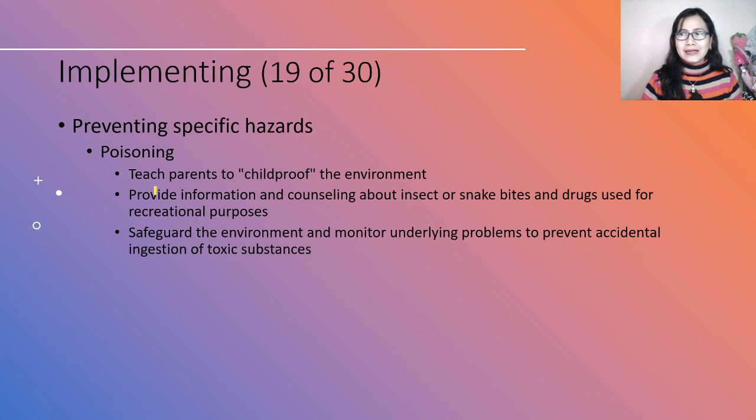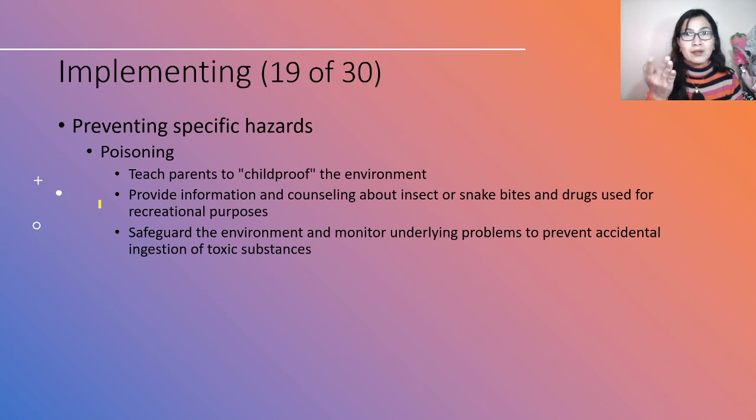Okay, another one is poisoning. So teach the parents to child-proof the environment. Provide information and counseling about insect or snake bites and drugs used for recreational purposes. So you must make sure that it's not poisonous.